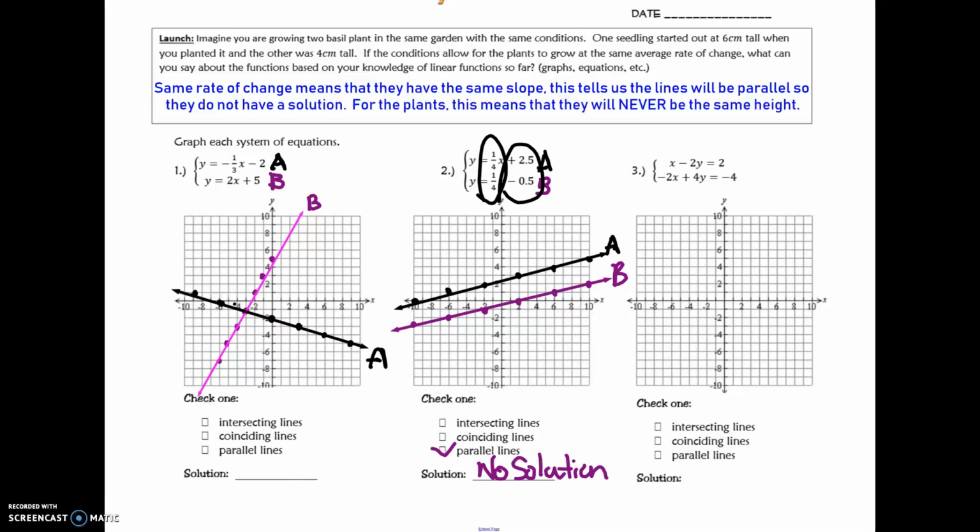Please pause the video, graph the next system of equations. Notice how these are not in slope-intercept form, so you'll need to transfer them into slope-intercept form so that you have y equals mx plus b, or you get y by itself. Please make sure to do that before you graph these functions. Once you've done that, please push play to check your solutions or to check your graph.